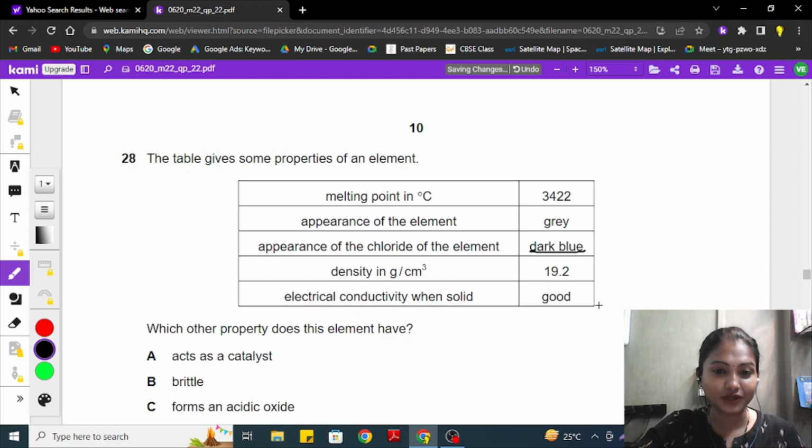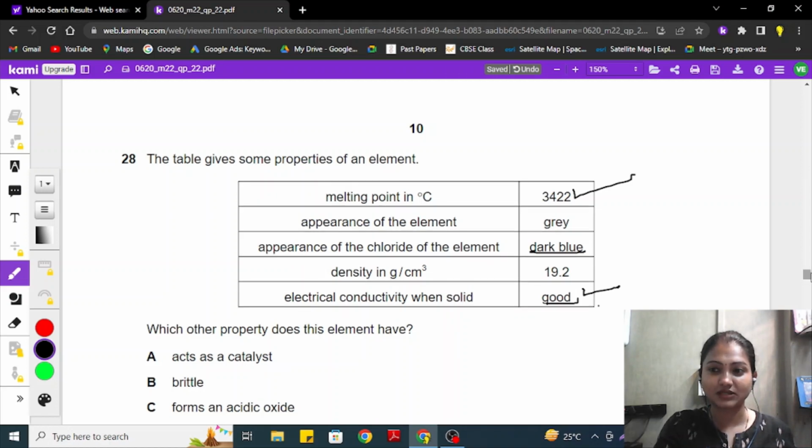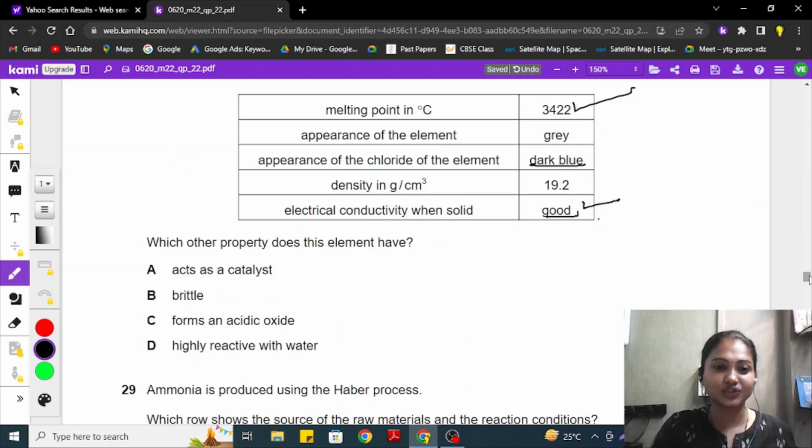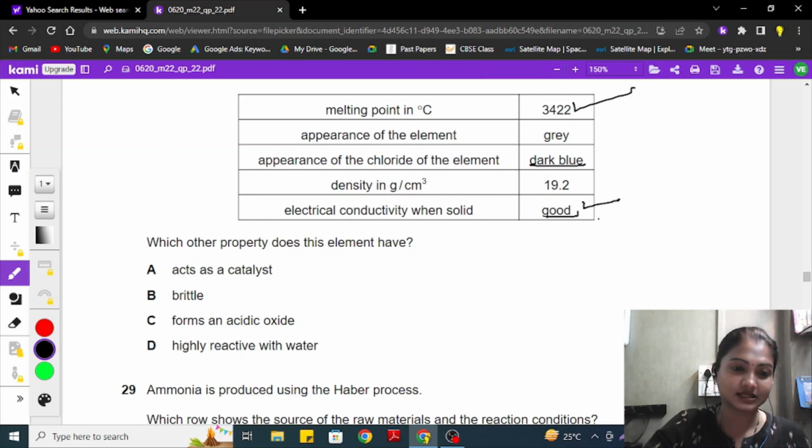Density is 19.2, and its electrical conductivity when solid is also good. Definitely it's going to be a metal because it has a very high melting point. It is very good. So let me see what options we have, what this question is trying to ask here. Which property does this element have? It can act as a catalyst, or it is brittle in nature, or it forms an acidic oxide.